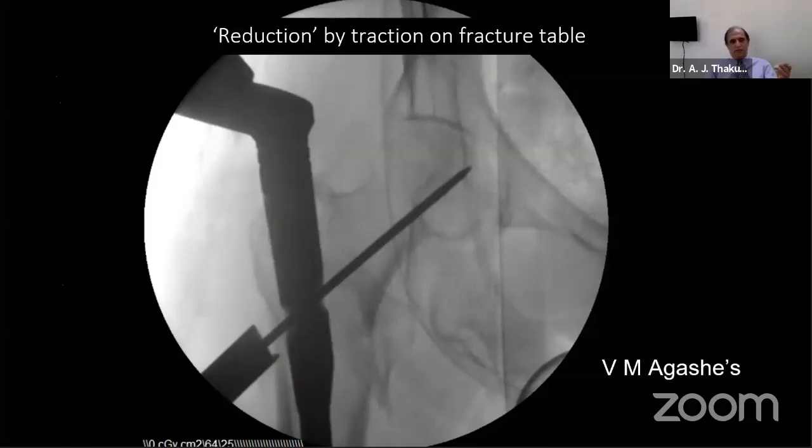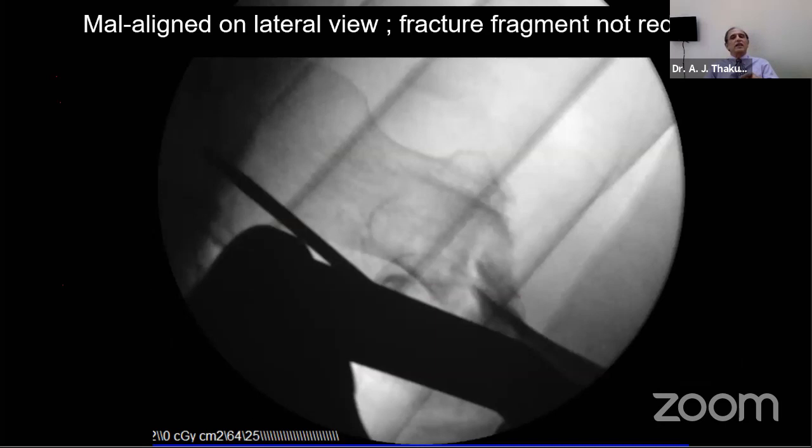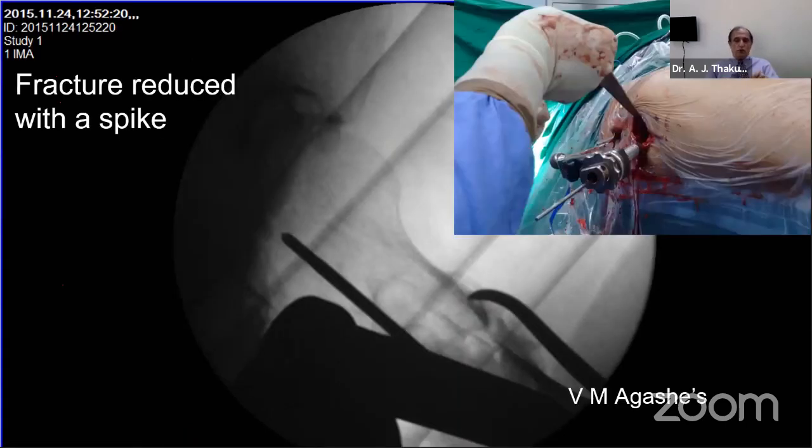Here you pass the wire. Here the alignment and reduction is not very satisfying. On the lateral side, you can see it is standing out. So here again, you have to pass a spike and reduce that. Or you use a hook also if required. Spike or hook. Usually spike is okay. It's difficult to pass a hook there. And with the jig, you can always pull the shaft of the femur outside. So pass the spike as shown in this one. And the jig is here to pull it out. And then you get the reduction.